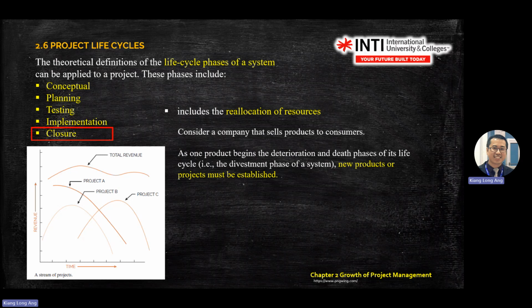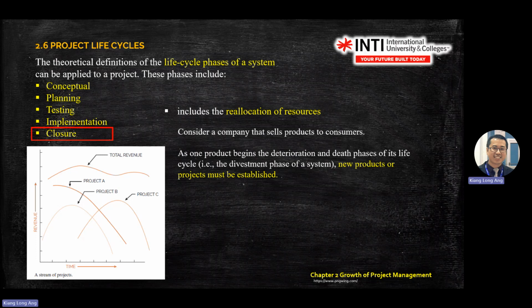So this is another graph. This is a stream of projects, revenue and time. You have a few projects, project A, project B, project C, running at the same time in your company. Project B starts making revenue. Revenue is not profit. Revenue is money that comes into your pocket.